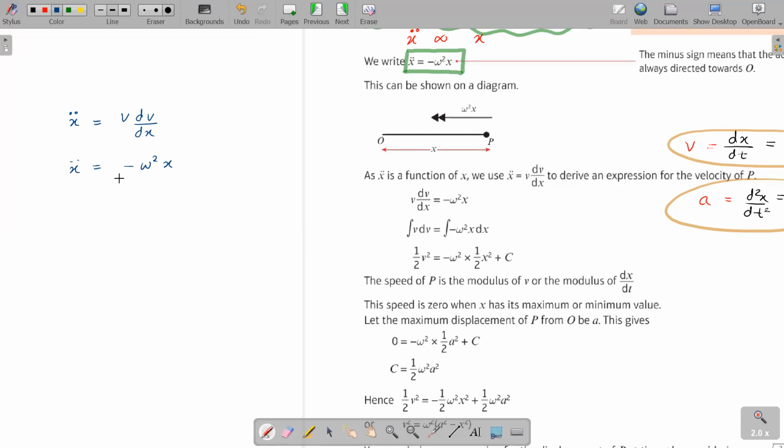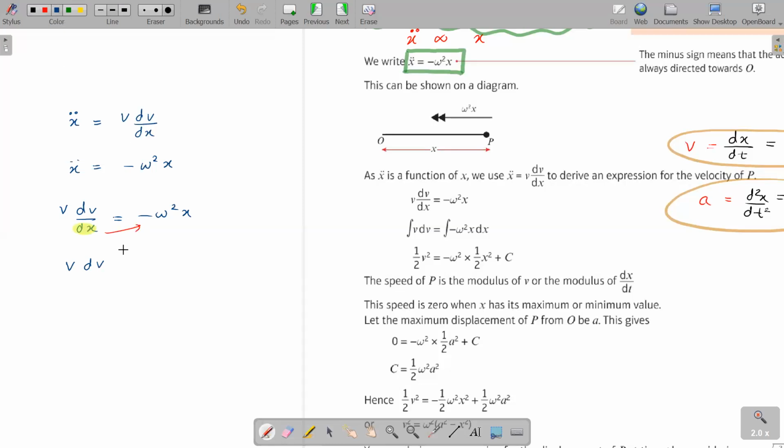Omega square is a constant, x is the displacement. So what am I going to do here? I will equate these two. So v dv by dx equals minus omega square times x. Do you agree? Okay, so now I'll be separating the variables. Guys, look. So v times dv, I'll be taking the dx. Can you see this dx? I'll be taking the dx to the other side.